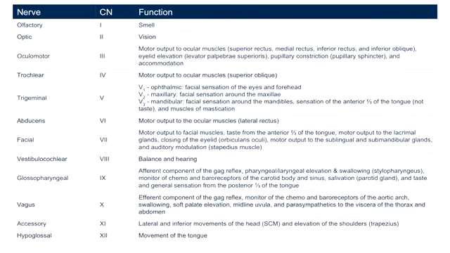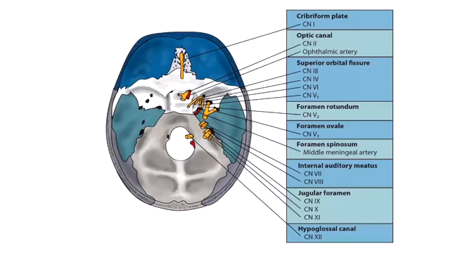Again, from table 8.1, we can see that the hypoglossal nerve is normally responsible for moving the tongue. From figure 8.23, we can see that the hypoglossal nerve normally traverses the hypoglossal canal. Okay, let's do another question.